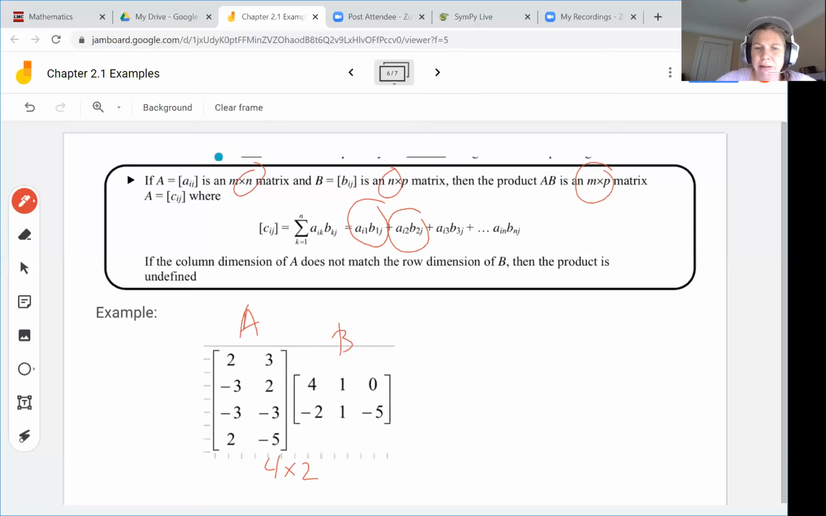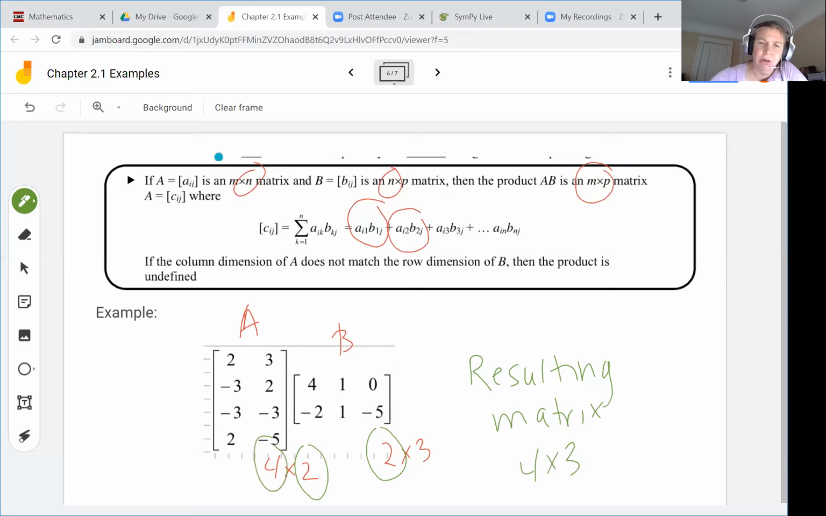So in our example, we've got a 4 by 2 matrix for what I'll call matrix A. And matrix B is a 2 by 3 matrix. So we are in business because we have the same number of columns in matrix A as we do rows in matrix B. And we know our resulting matrix is going to be a 4 by 3 matrix, based on these dimensions right here: 4 rows in matrix A and 3 columns in matrix B.